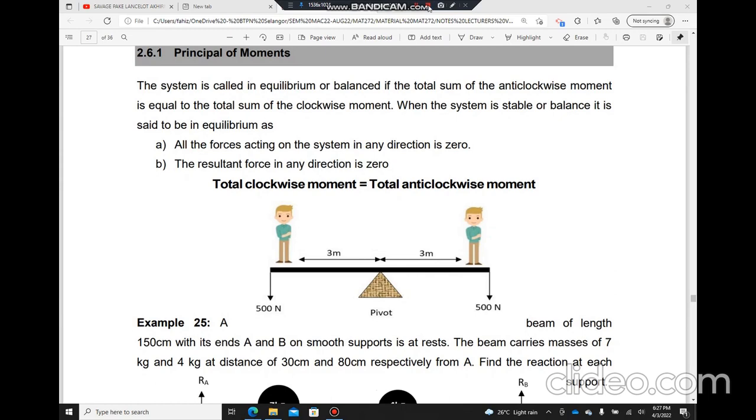Okay, so earlier we said that if anti-clockwise and clockwise are equal, we call it the principle of moments. The system is called in equilibrium or balance if the total sum of the anti-clockwise moments is equal to the total sum of the clockwise moments. When the system is stable or balanced, it is said to be in equilibrium, as all the forces acting on the system in any direction are zero, and the resultant force in any direction is zero. So the total clockwise moment is equal to the total anti-clockwise moment. Okay, so it will be in equilibrium, or balance.